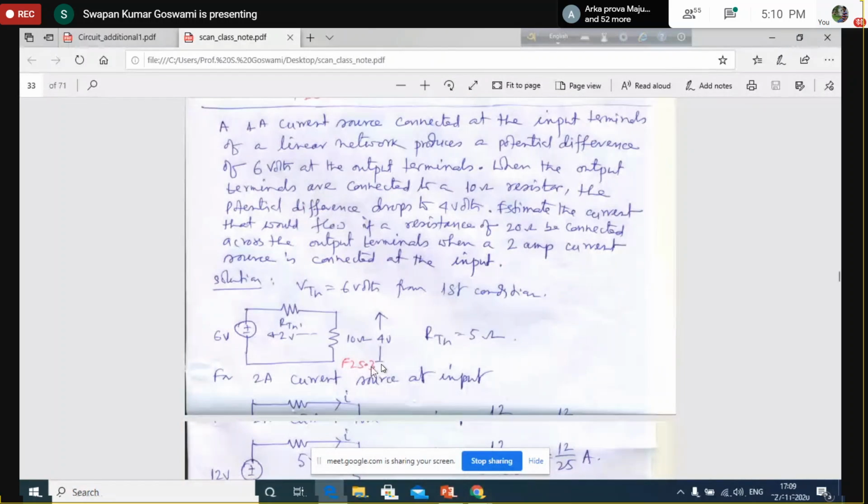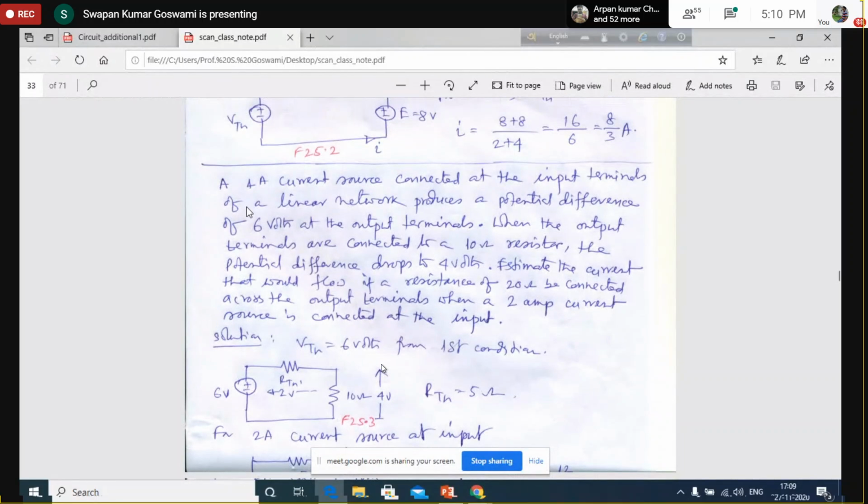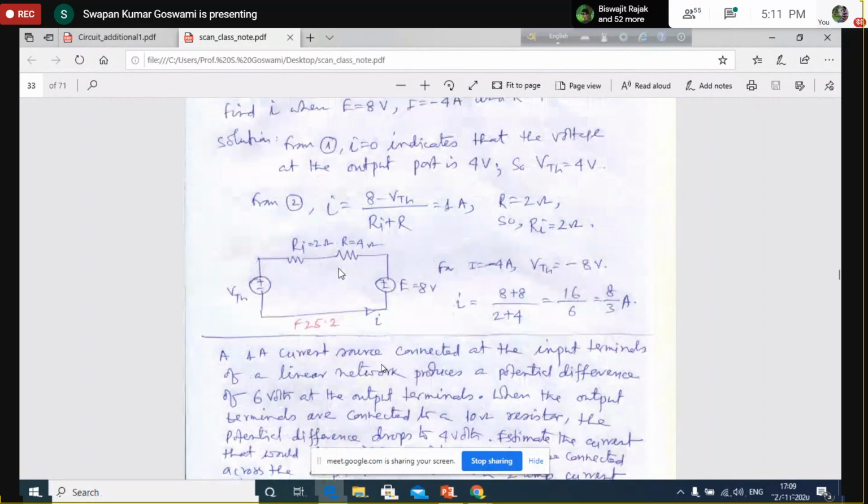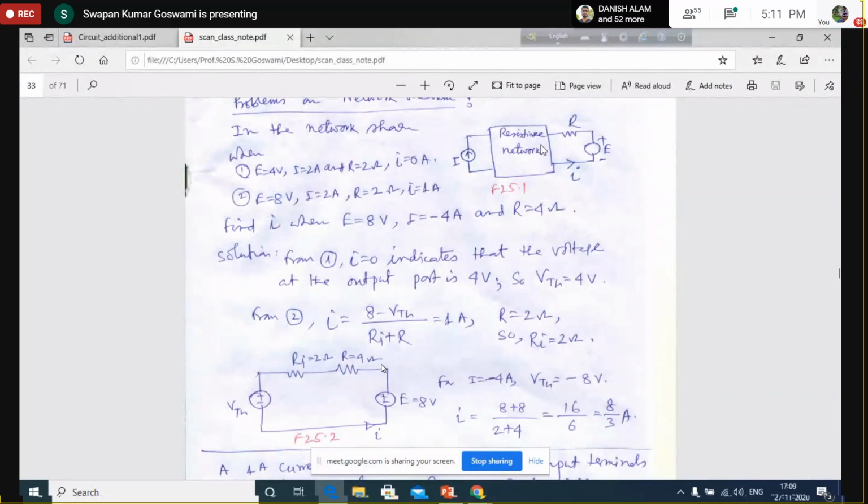Another simple example we are considering here, that is also very simple. Here, a 1 ampere current source connected at the input terminals of a linear network produces a potential difference of 6 volt at the output terminals. Okay, so imagine a network. The details of the network are not given. So you consider a box like this. Inside this there is a network, and at the input, a current source like this is connected.